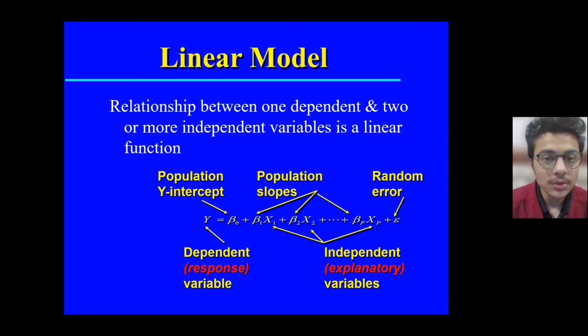Linear model: the relationship between one dependent and two or more independent variables is a linear function. This is the equation of the linear function: y is equal to beta 0 plus beta 1 x1 plus beta 2 x2, going up to beta p xp, plus epsilon, the random error. Beta 0 represents the population y-intercept, and the others are the population slopes. Y is the dependent variable, and x are the independent variables.